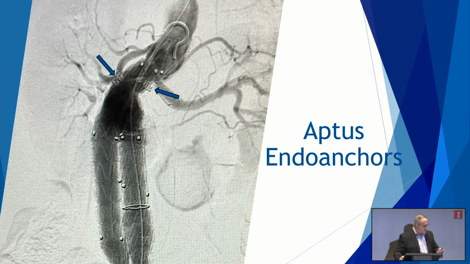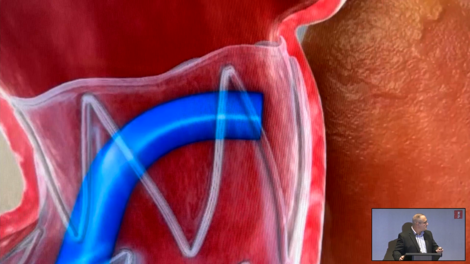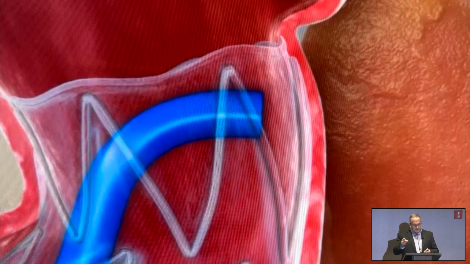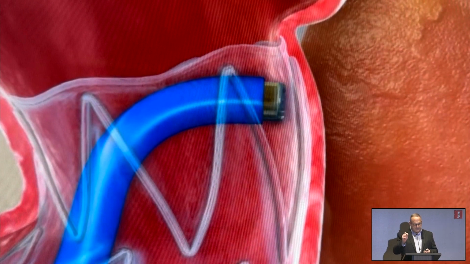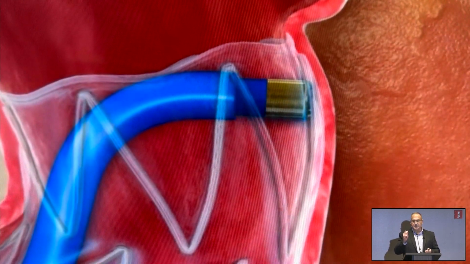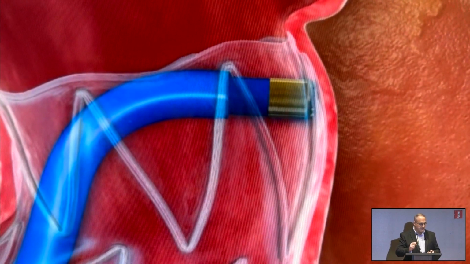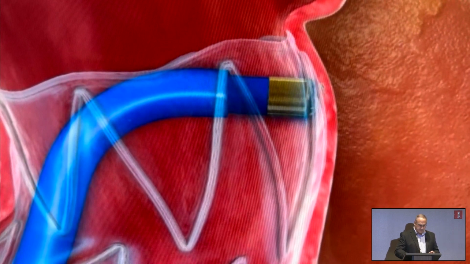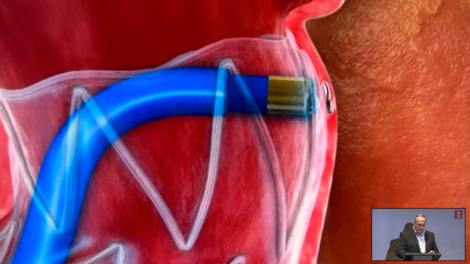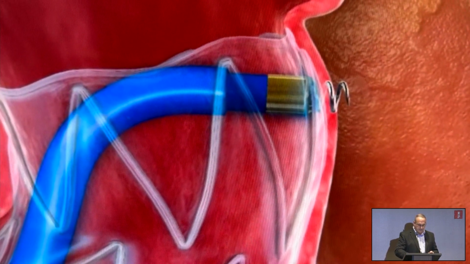There we go. And there's a little video here that shows the actual anchors will go through the graft, and then will go through the aortic wall and provide a very secure attachment, just like a suture. So that is kind of from the open aneurysm repair.